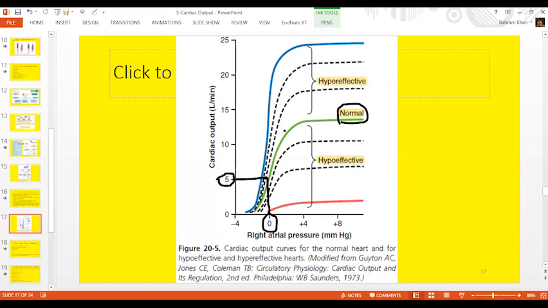So if the curve is shifted to the left, this is hypereffective heart. If the curve is shifted to the right, this is hypoeffective heart. So in hypereffective heart, the cardiac output is increased. In hypoeffective heart, the cardiac output is decreased.